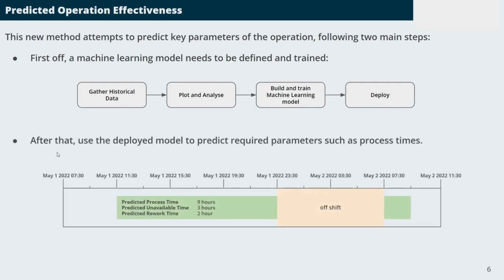After that, you can use the deployed module to predict required parameters such as the process time. So using the same example, we could predict what's going to be the process time, the available time, and the rework time. Of course, it's a prediction, so it's not going to be 100% accurate, but you have a higher chance of being close to the reality than using an average. So in this example here, you also are close to the 22 hours lead time, even though the predicted numbers here are not exactly the same as the actuals, okay?